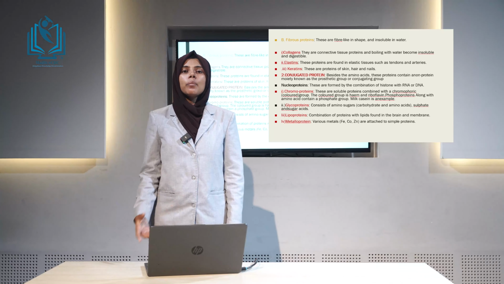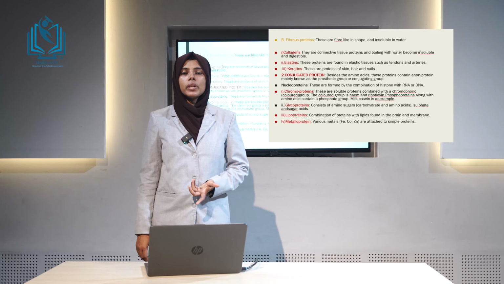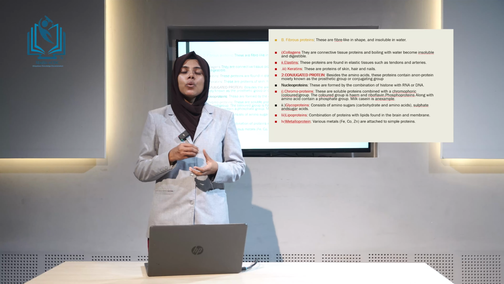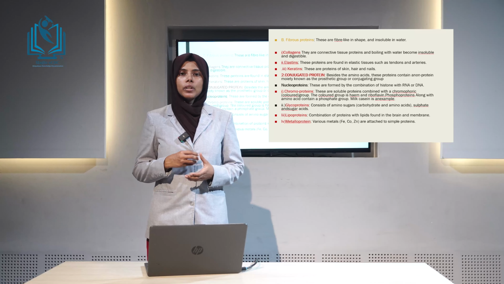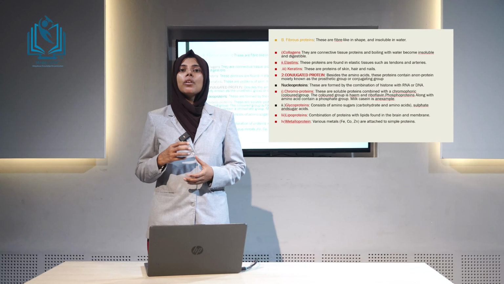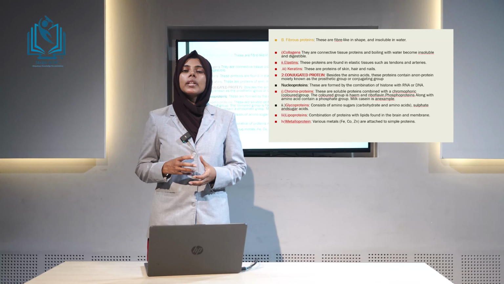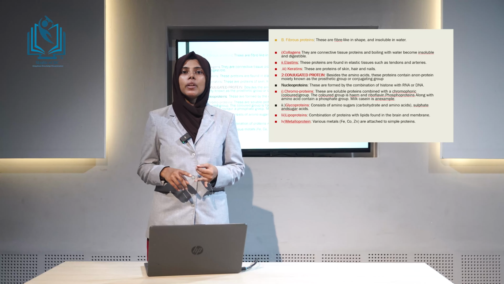The next type of conjugated protein is lipoproteins. Lipoproteins are the proteins which are conjugated or complexed with lipids. These are useful for transportation of lipids in our body. Lipoproteins are mainly seen in the brain and membranes of our body.